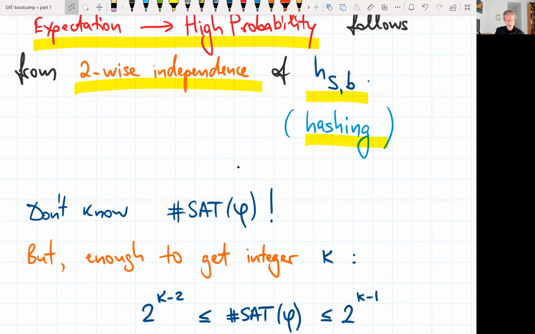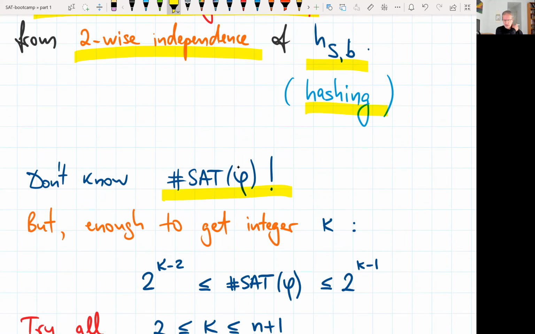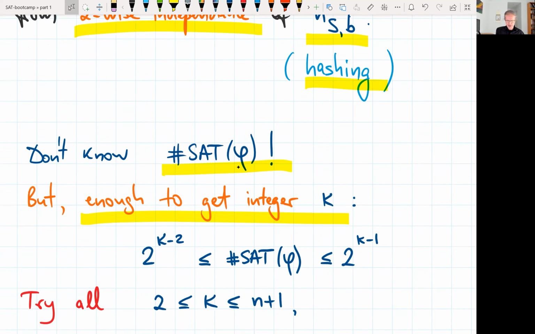That seems to be a big problem, right? Because we don't know the number of satisfying assignments of a formula phi. So we don't know how many of these random XOR constraints to take. However, it's enough to get an approximate value, k, such that the actual number of satisfying assignments for the formula phi is between 2 to the k minus 2 and 2 to the k minus 1. So if I know the sharp sat of phi to within a factor of 2, roughly speaking, then that's enough.